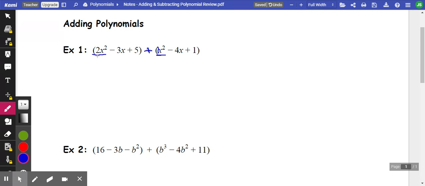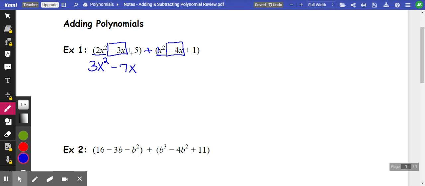Now I just add 2x squared plus 1x squared. I'm just going to combine the coefficients. 2 plus 1 gives me 3. Then when I'm adding, I keep the variable and I keep the exponent the same. So it's staying in x squared. That doesn't change. Then I go to my next one. I've got a negative 3x plus a negative 4x. So this is where if I'm not comfortable with my negatives, I check myself in my calculator. Negative 3 plus negative 4, they're both negative, so I'm going to add them together and it becomes a negative 7x.